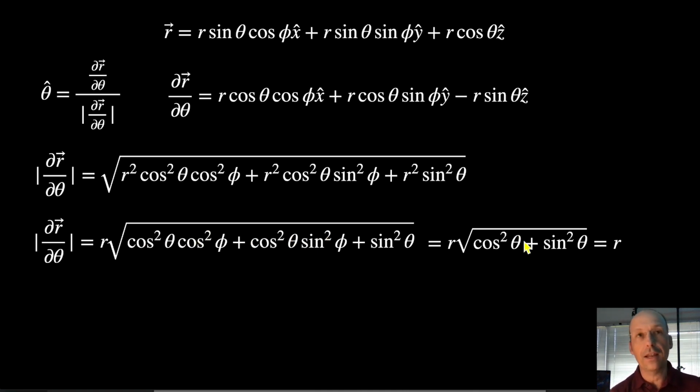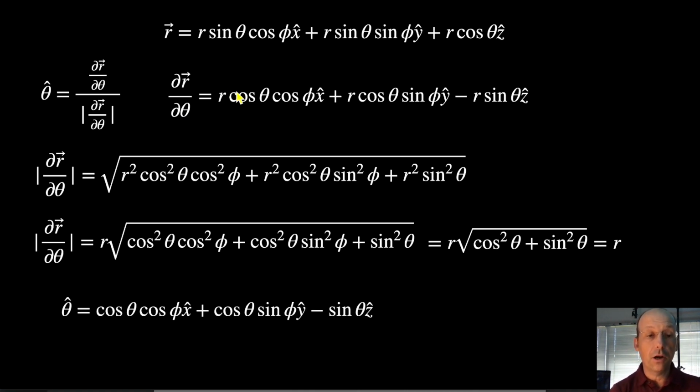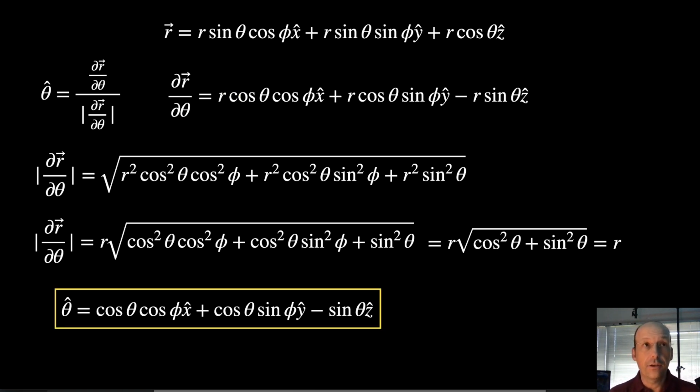That is 1, so I canceled that. I skipped a little step. And then that's also 1, right? Cosine squared theta plus sine squared theta is 1. So I just get r. So the magnitude is r. If I go back up here and divide this by r, I get my unit vector theta hat. And there you go: cosine theta cosine phi x hat, plus cosine theta sine phi y hat, minus sine theta z hat. Whew. Okay, let's review.